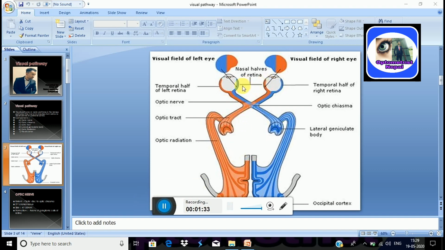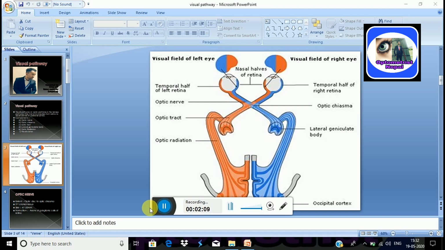Now, the nasal sides of both the left and right eye will crisscross here at the optic chiasma and relay to the lateral geniculate body, and the temporal side of the left eye and the temporal side of the right eye will not crisscross at the optic chiasma. They directly relay to the lateral geniculate body.